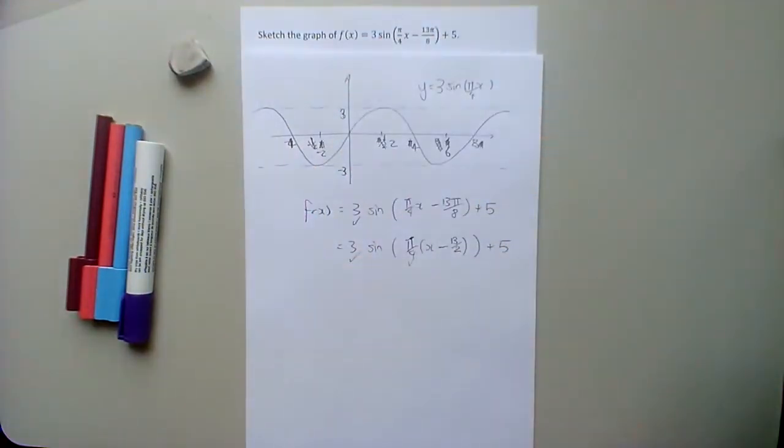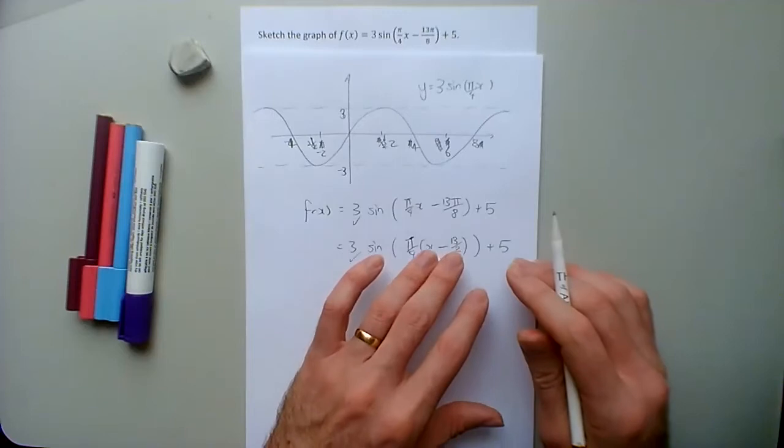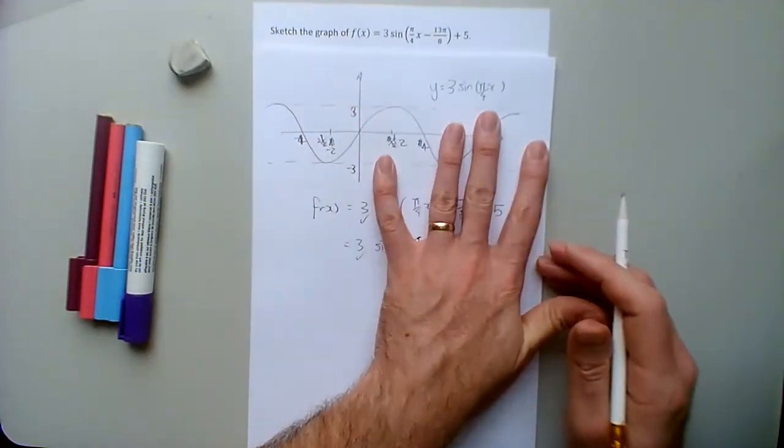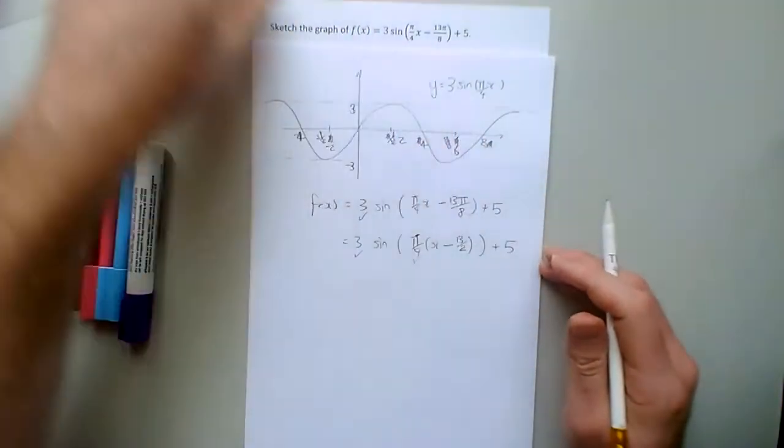Okay, so now I can deal with the shifting. The -13 on 2 would shift it forwards by 13 on 2, and the +5 would shift it up.